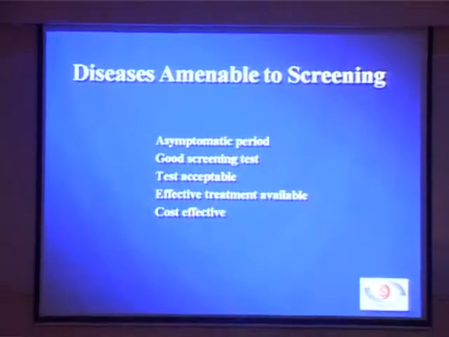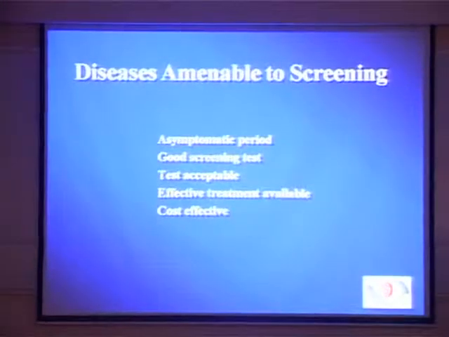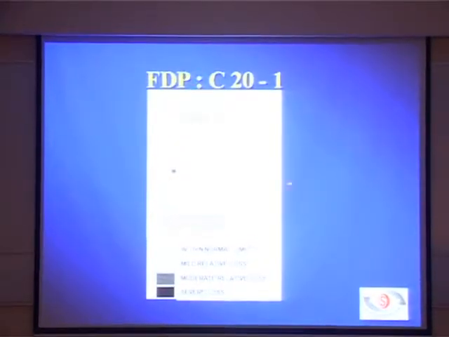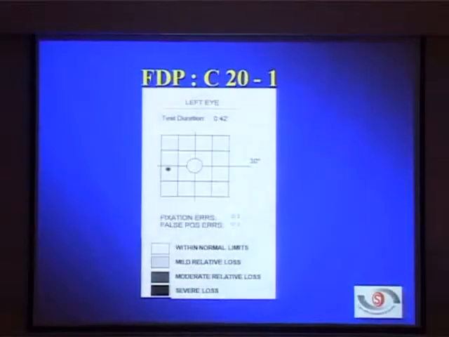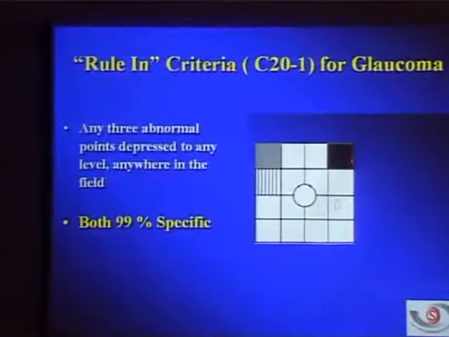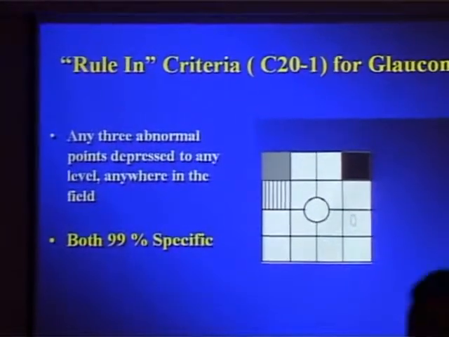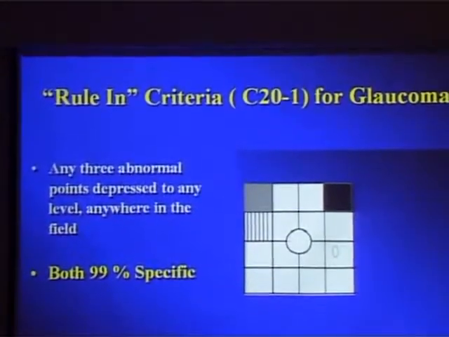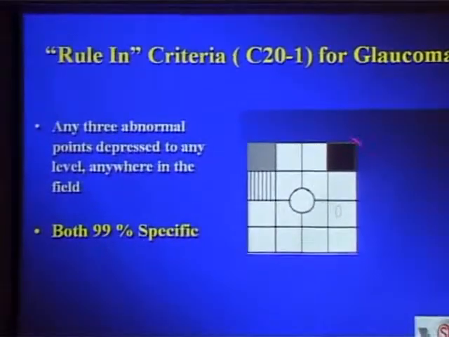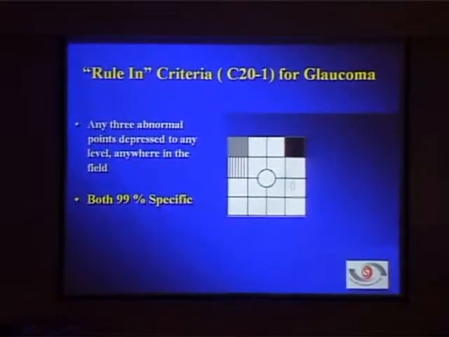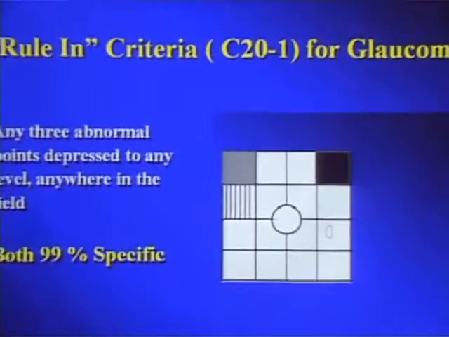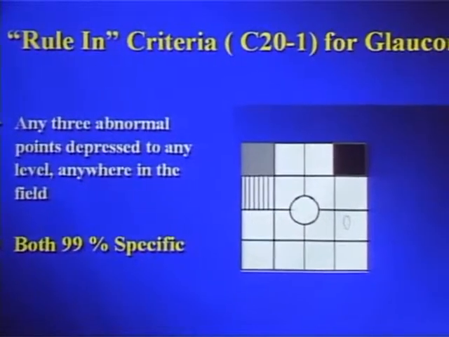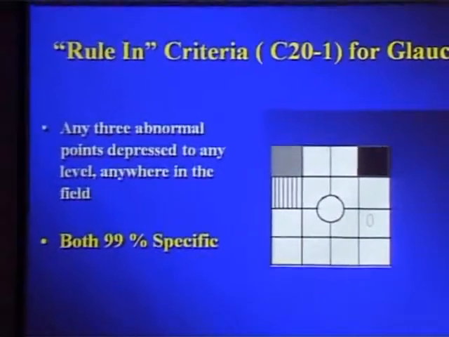Now this is the criteria for the screening. We don't have much time. As I was saying, this is my data for the FDP, and what we found is that if three tests are abnormal in the 21 screening program, then the specificity is 99%. So if the patient has 3 points, then it has to be disease, because there is only a 1% chance that this machine is labeling 3 abnormal points falsely. So this is glaucoma because of the 99% specificity.